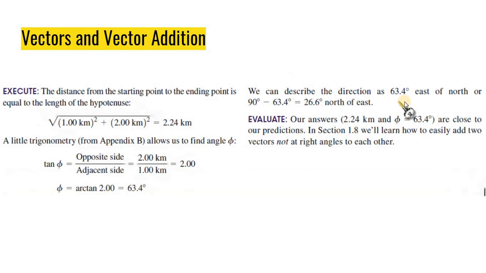We can describe the direction as 63.4 degrees east of north, or 90 degrees minus 63.4 degrees equals 26.6 degrees north of east. That is the displacement. So the final answer is 2.24 kilometers, 26.6 degrees north of east.